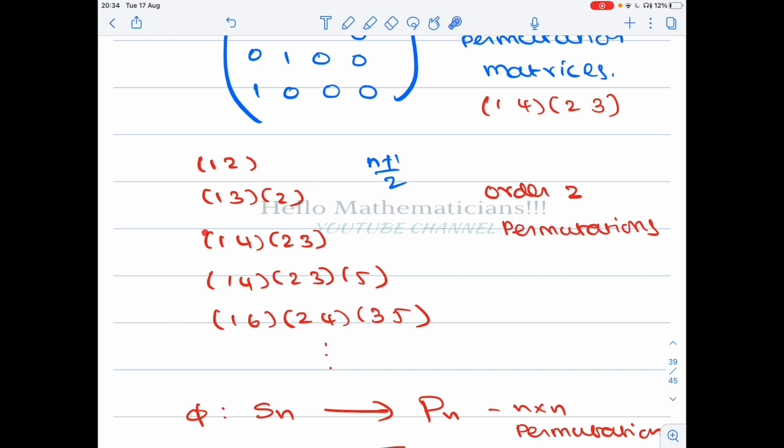Next we have 4. We have 4 numbers, so you can split it into (1 4)(2 3). Next odd one is 5. This is not quite correct as I wrote it, but you can understand the pattern here. When n is an odd number, the middle should be a fixed point. The remaining things stay as 2-cycles. So when you put a 6, then this is (1 6)(2 4)(3 5). So try to see the pattern here.